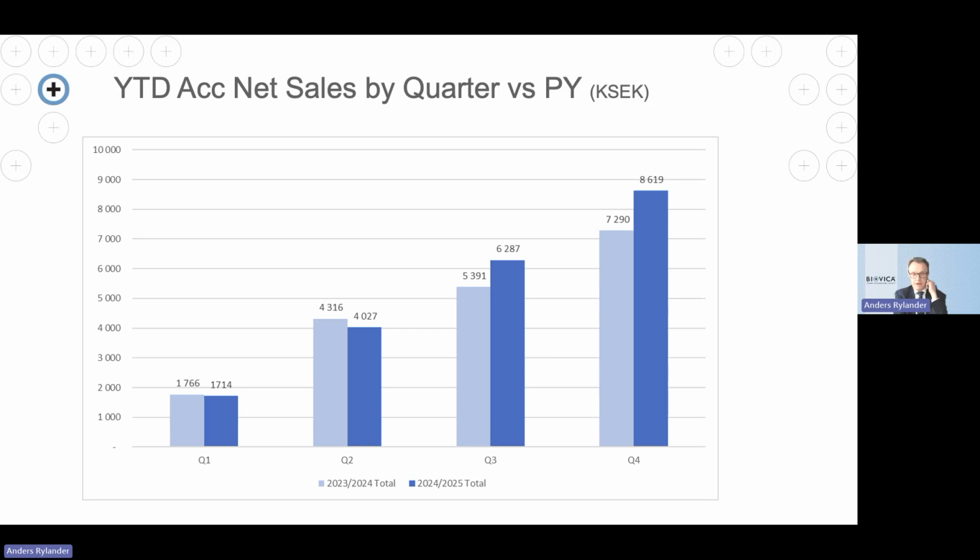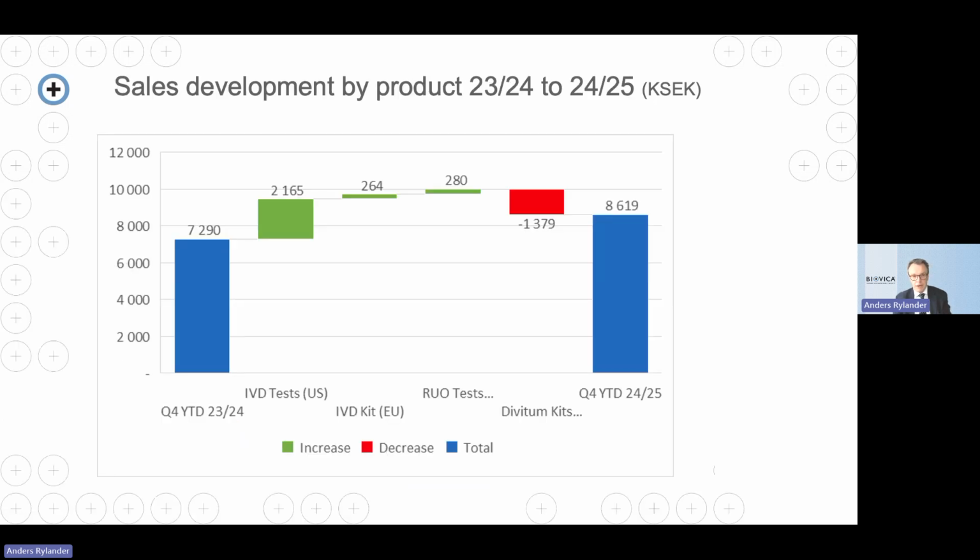So year to date, sales ended up at 8.6 million versus 7.3 last year. That's about 20% growth compared to last year. If we start digging into where this growth is coming from, you can see here that IVD test, that's the US sales, is the majority of the growth driver, a little bit more than 2 million Swedish.